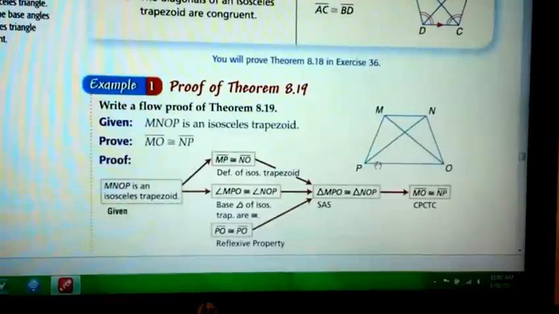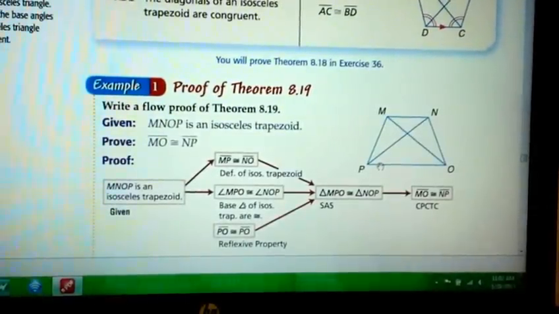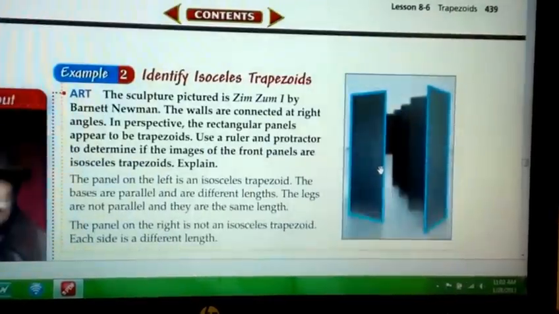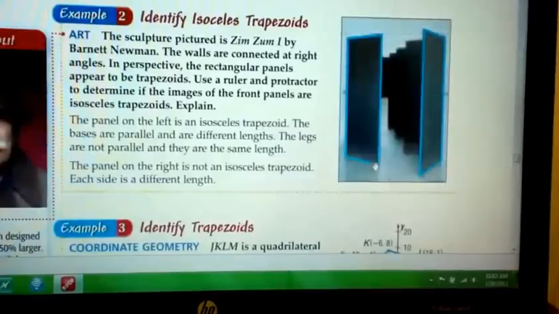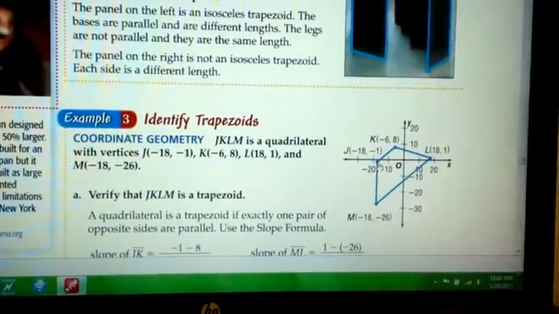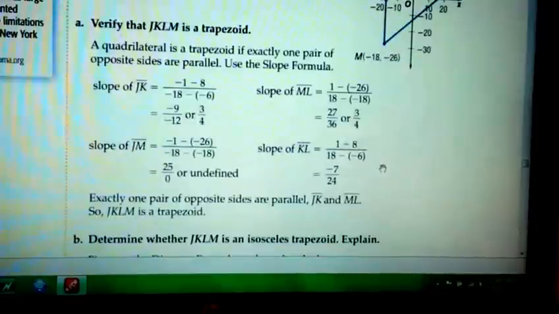Example number 1, number 2, and number 3, we'll look at those in class.